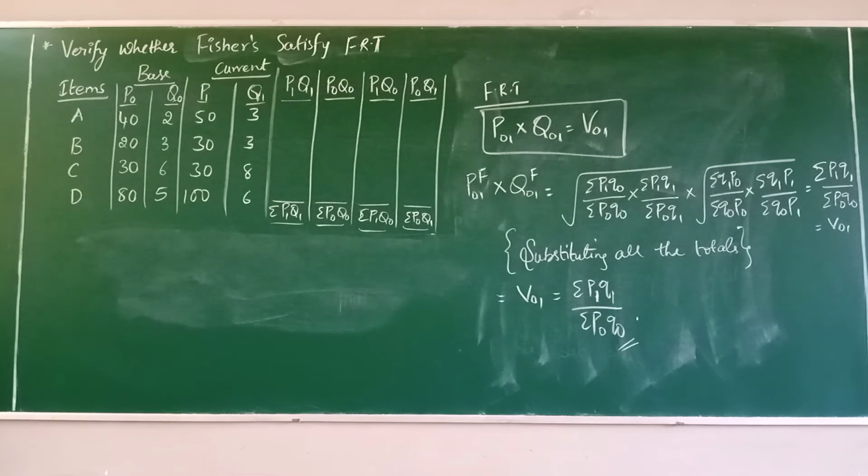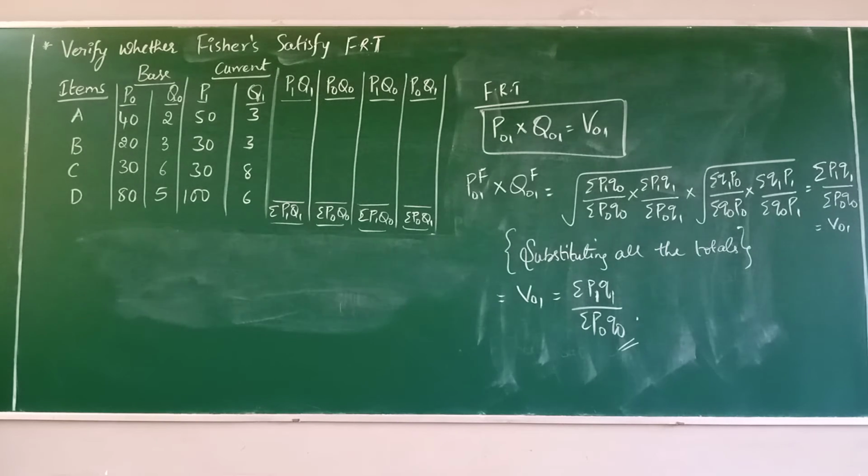So after substituting all the totals from the columns which you have calculated, definitely you will get summation P1 Q1 whole square and total P0 Q0 whole square under the square root. So the square roots get cancelled. So what you need to do now? Ultimately you will retain summation P1 Q1 total divided by summation P0 Q0 total. That is nothing but the value index number V01.